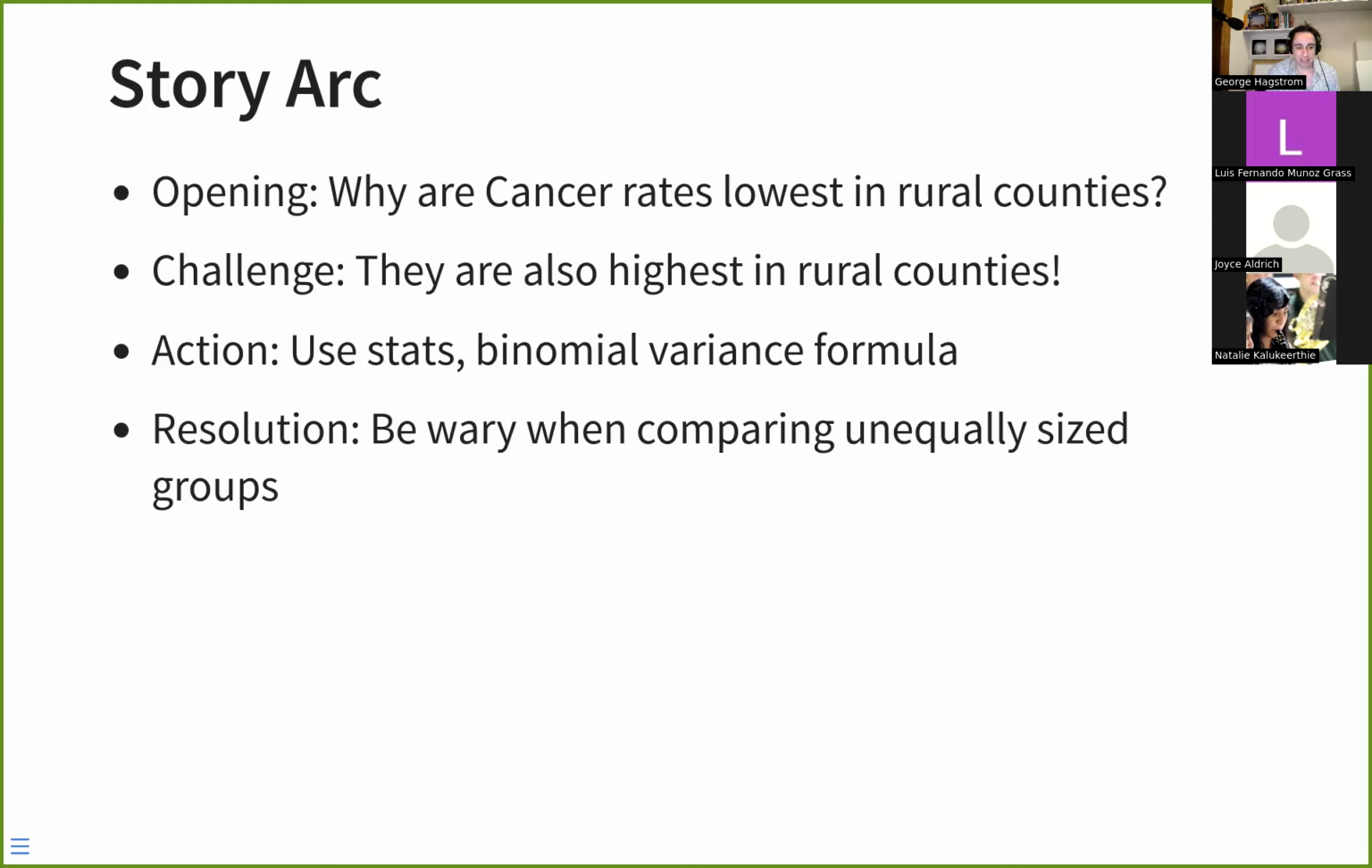And then I used that opening to set up tension. That's the second phase of the story arc, which is the challenge. Not only are cancer rates lowest in rural counties, but they're also highest in rural counties, which seems like a contradiction. And then I had the action phase. We used statistics, the binomial variance formula, and we explained why we were seeing this apparently contradictory pattern.